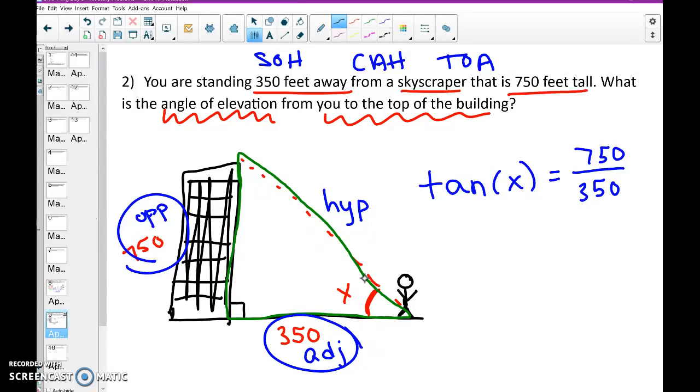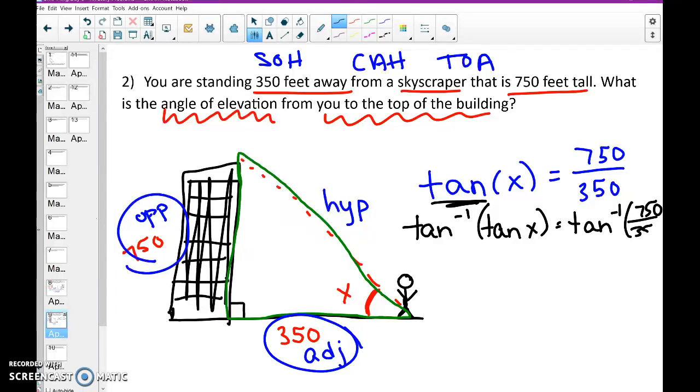This is an angle that I'm solving for, which means I must use inverse. That's where you gotta hit the second or shift or whatever your calculator does. Because I'm trying to get rid of this guy, inverse tangent on both sides. Looking great. And as magically as it happens, those cancel out, and we have x is going to be equal to whatever the inverse tangent of 750 over 350 is.